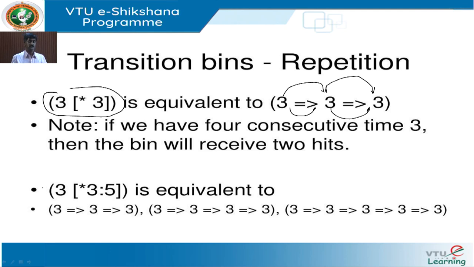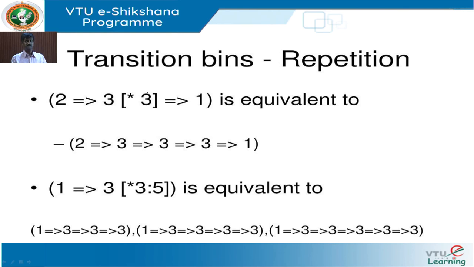3 into 3 to 5 is equivalent to 3 3 3, 3 3 3 3, 3 3 3 3 3. That is, this occurs 3 times: 1 is 3 times, then 4 times 3, then 5 times 3. So 2 hits will be considered.